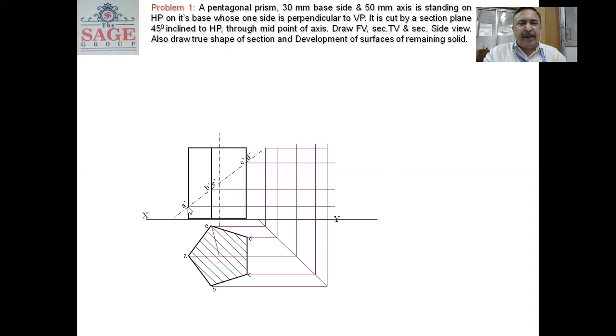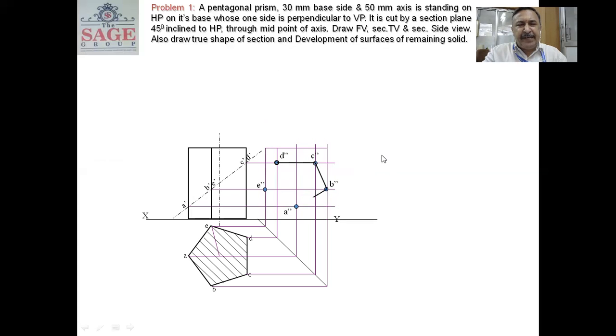Now from these intersection points, A dash, B dash, C dash, D dash, and E dash, we draw the projectors. So where we get the point, this is point A dash. This gives us a point here. Just like this, B dash and E dash give a point here. C dash and D dash give a point here. So this completes the sectional side view.